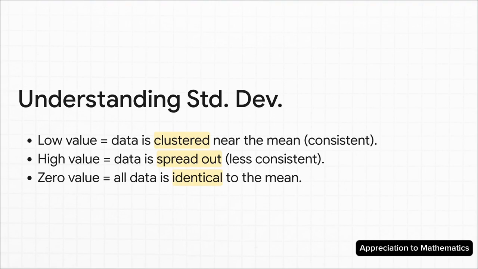So what is it? Well, in simple terms, standard deviation basically tells you the typical distance of any data point from the average. So if you get a low standard deviation, it means all the numbers are kind of huddled together, close to the average. They're consistent. But a high standard deviation, that means the numbers are all spread out, much less consistent.